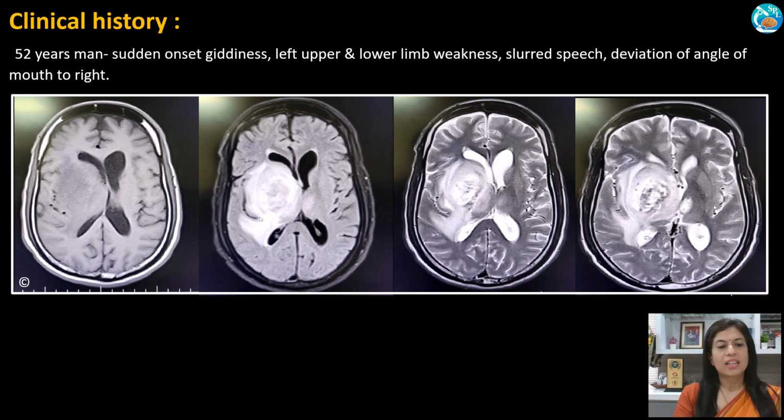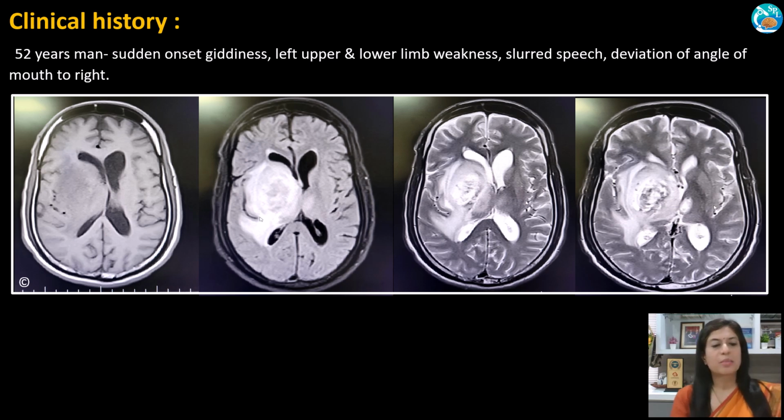MRI revealed an ill-defined round to oval intraaxial altered signal intensity lesion measuring 3.6 x 2.7 x 2.6 centimeters in the right corona radiata and gangliocapsular region, causing effacement of adjacent cortical sulcal spaces with mass effect on ipsilateral lateral ventricle. Significant perilesional edema involving adjacent right frontoparietotemporal lobes, bilateral gangliocapsular regions, and right half of midbrain, pons, and medulla.